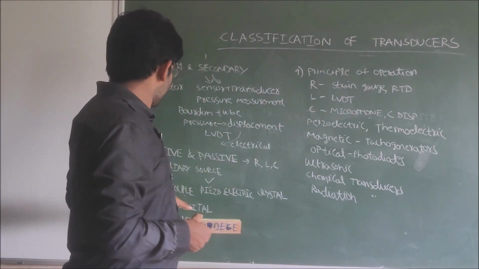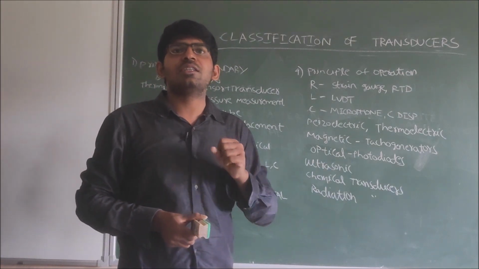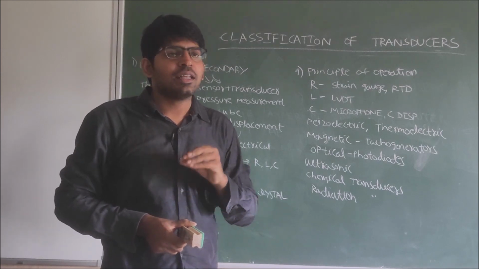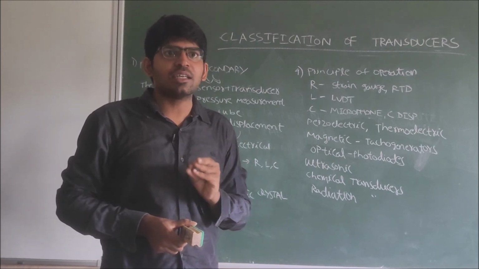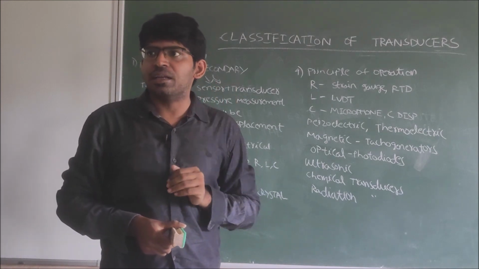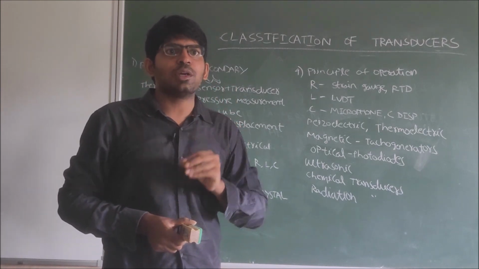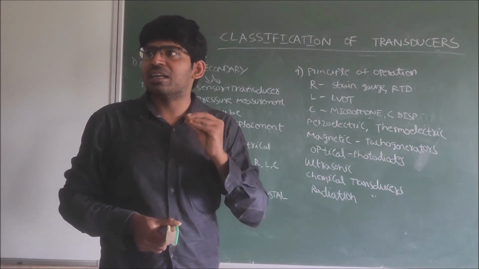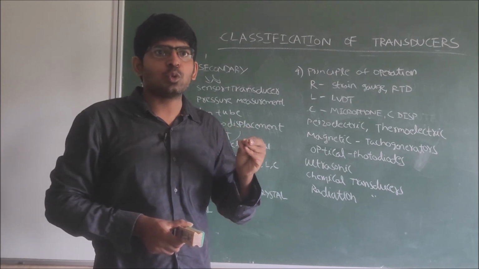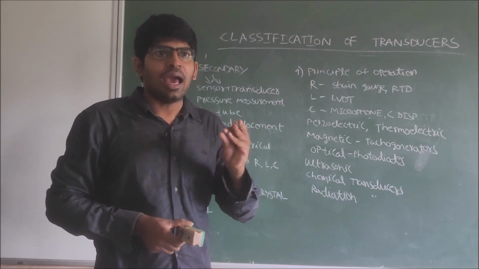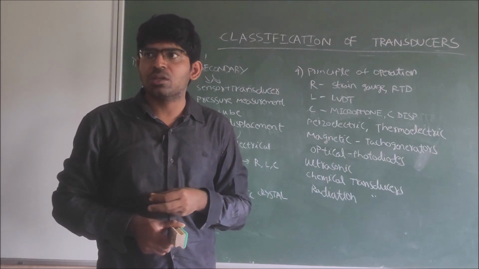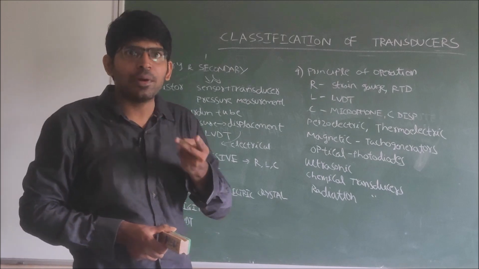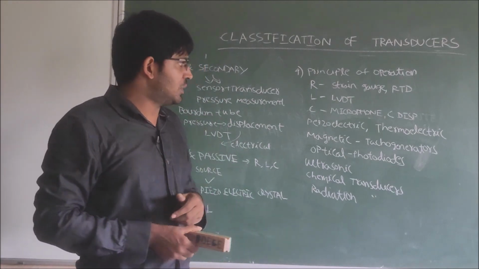Next we are discussing analog and digital transducers. An analog transducer converts the physical signal into an analog electric signal. A digital transducer converts the physical signal into a digital electric signal. Sometimes we may use a combination of analog and digital transducers, by the name ADC. Sometimes we may use a combination of transducers.